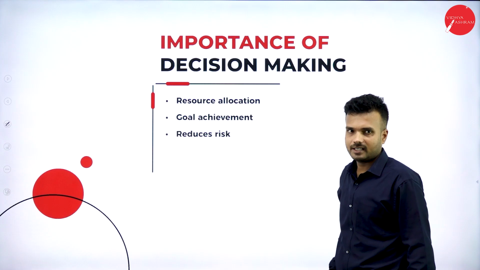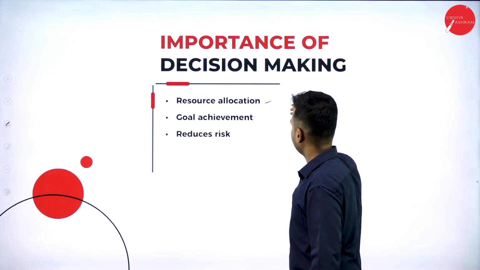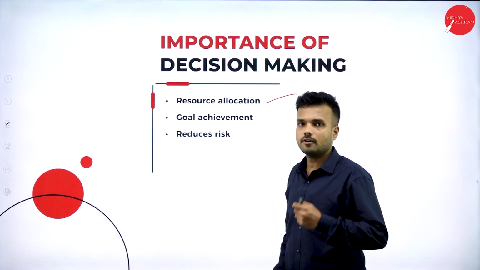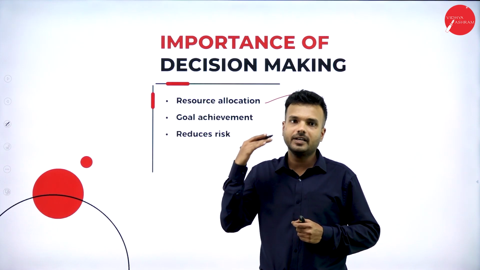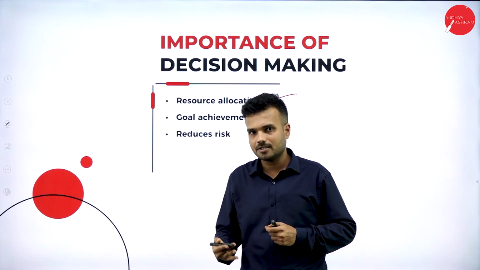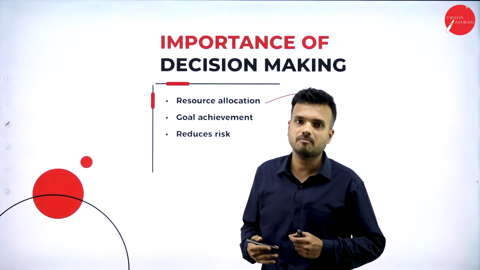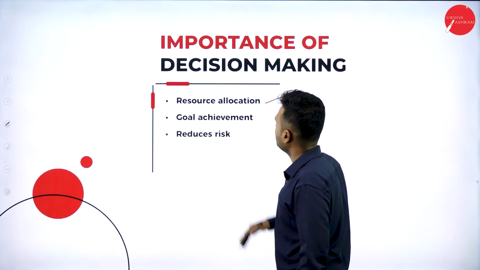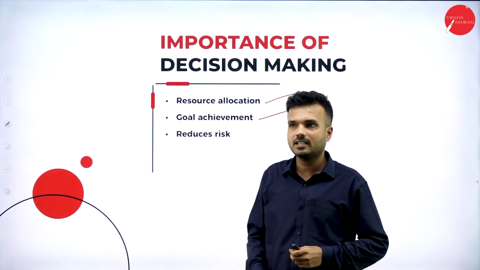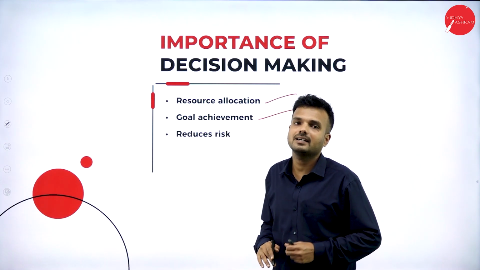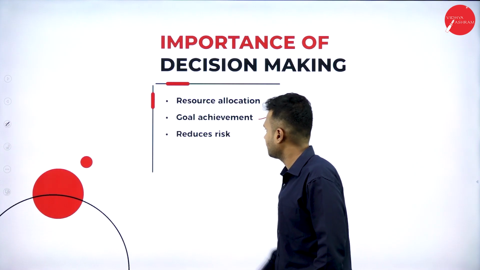Importance of decision making. The first one is resource allocation. Resource allocation is one of the importance of the decision making process, because it is very important to allocate the resources to minimize cost and to increase the return on investment of the organization. And also goal achievement. As we had studied in nature and objectives, goal achievement is the main intention or objective of the decision making process.